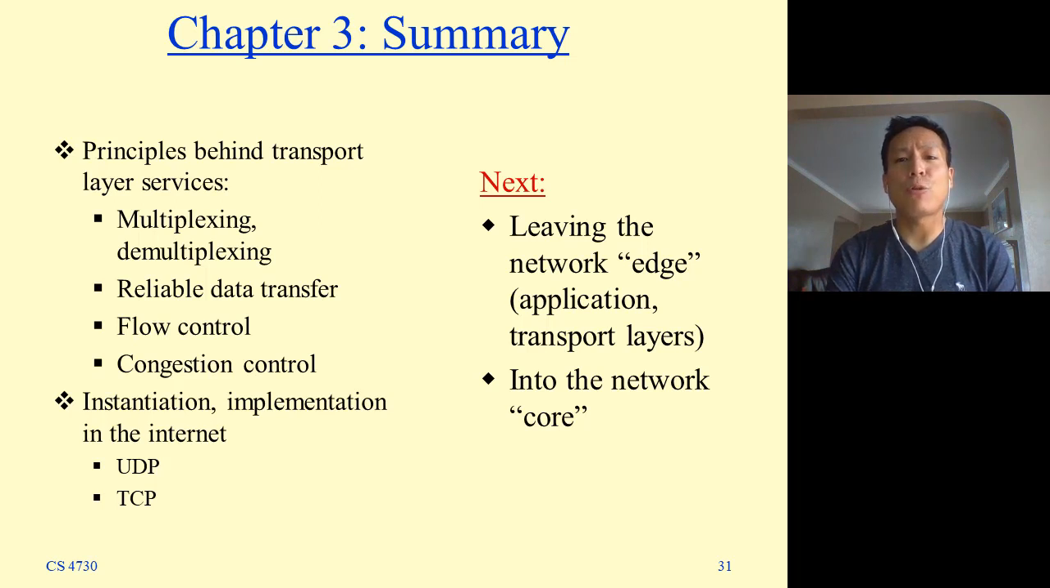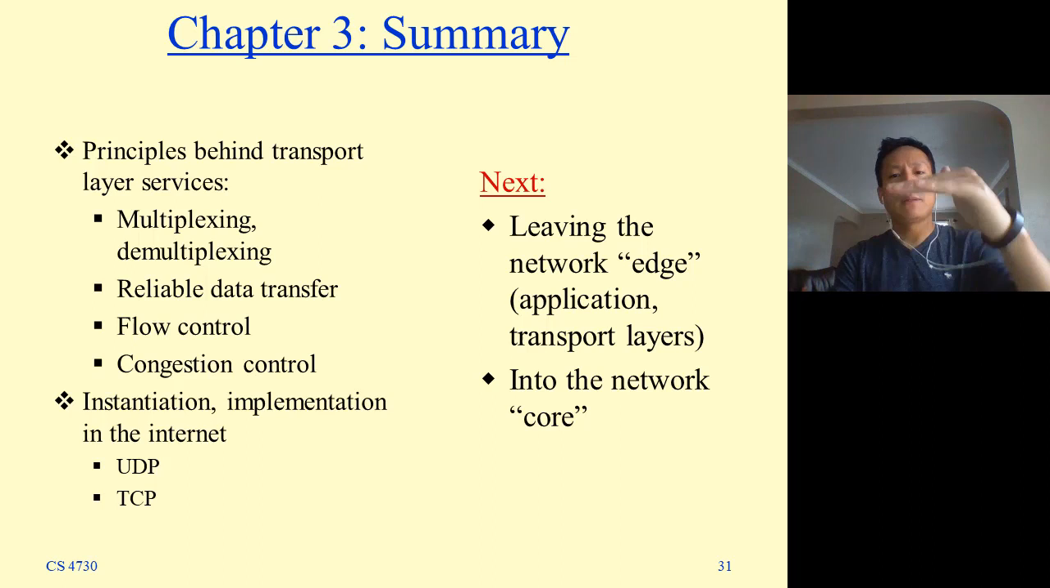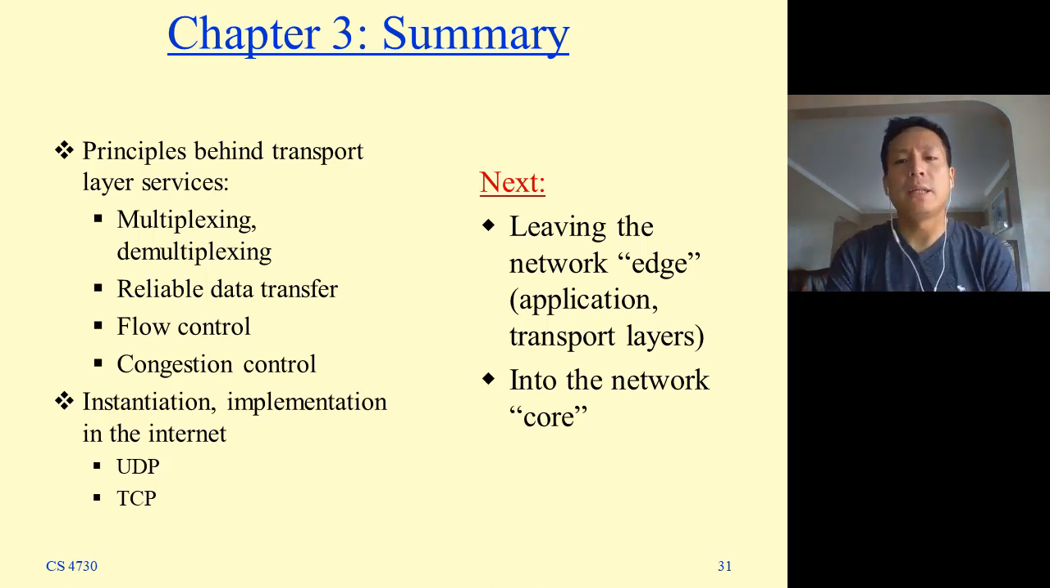Next lecture we will be discussing the network layer. It's the layer below the transport layer, which means the transport layer depends on the IP layer, or network layer, and the core network. That's a very exciting part we will be touching on in the next lecture.